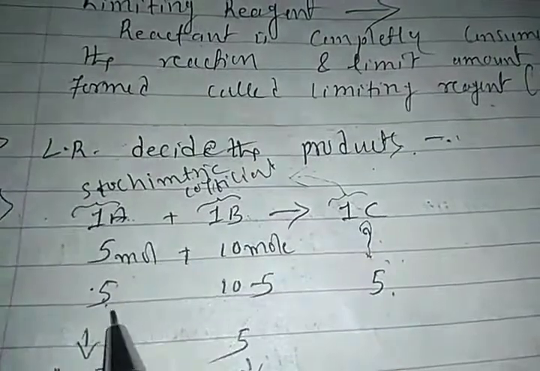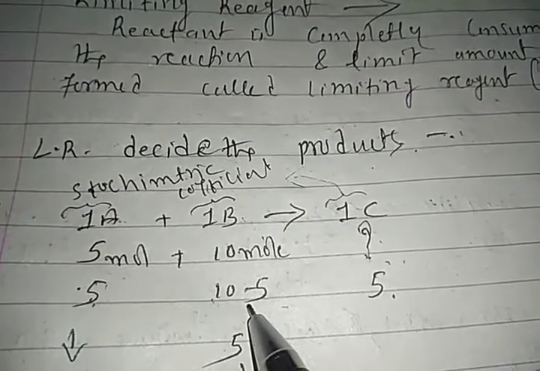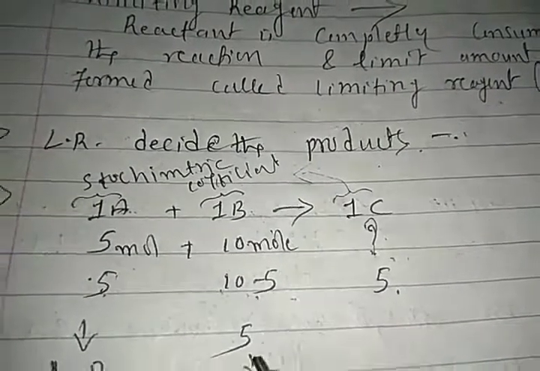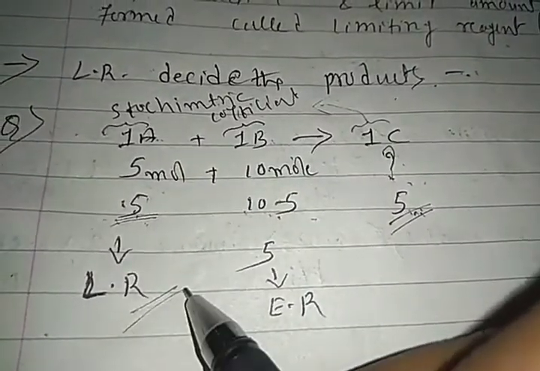How many moles of product will be formed? So 5 moles and 10 moles: 5 moles of A consume 5 moles of B out of 10, so it forms product. It means the small amount of reactant decides the product. Right, students? So this 5 moles we call the limiting reagent.